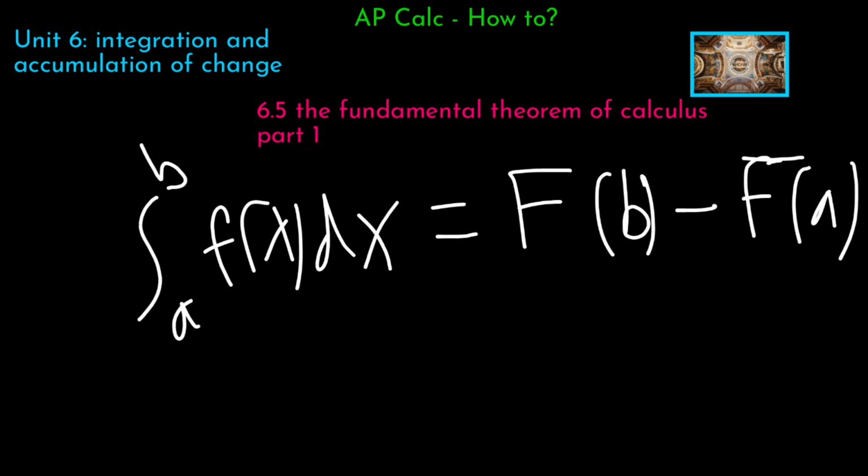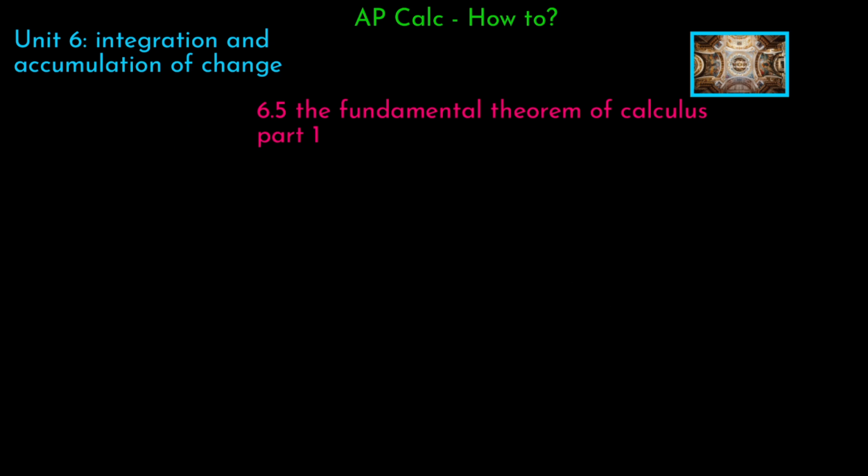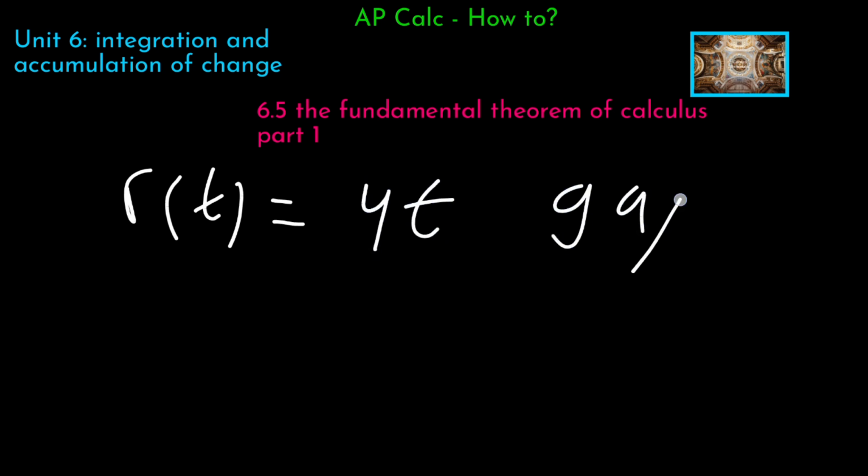So our first example is going to be the rate of water flowing into a tank. Our information provided is the rate of water flowing into a tank is given by R of t equals 4t gallons per minute. How much water flows in from t equals 2 to t equals 5?